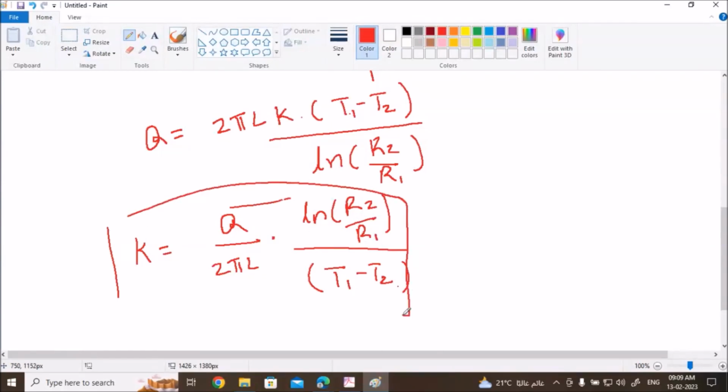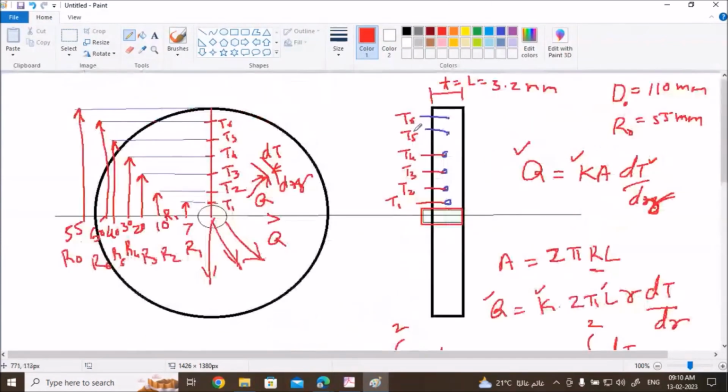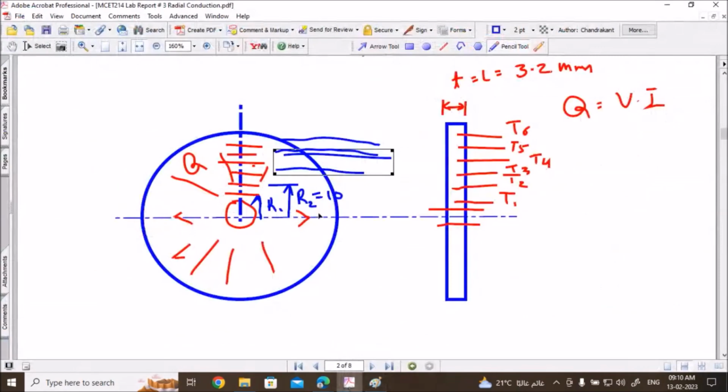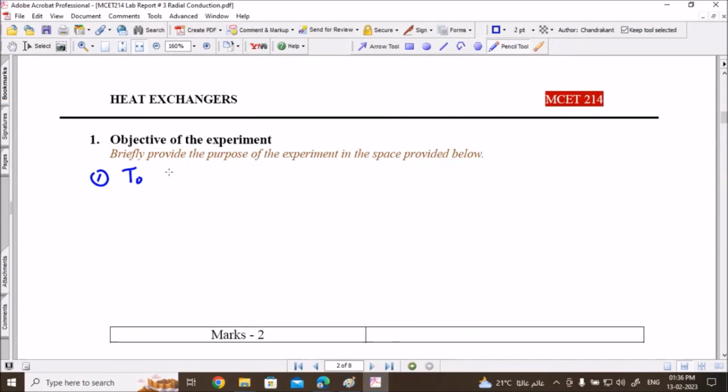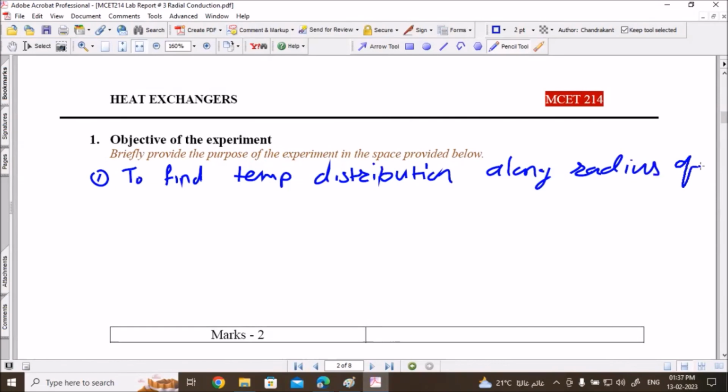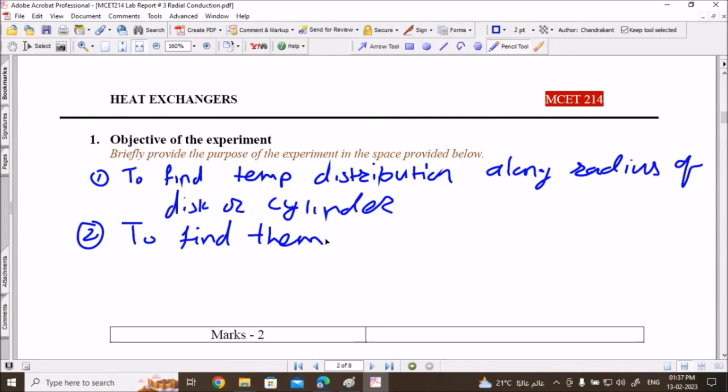Now what is our objective? Our objective is to find out the temperature at various points and thermal conductivity of the material. Okay, and what is the effect of increasing the radius on the temperature? So I can go back to objective and we will write the objectives. Number one, to find temperature distribution along radius of disk or cylinder. Number two, to find thermal conductivity of disk material.